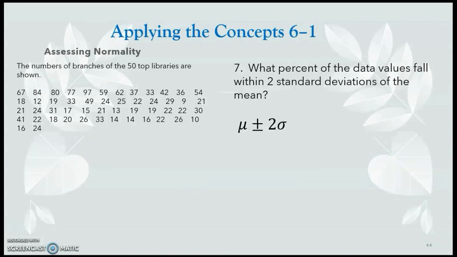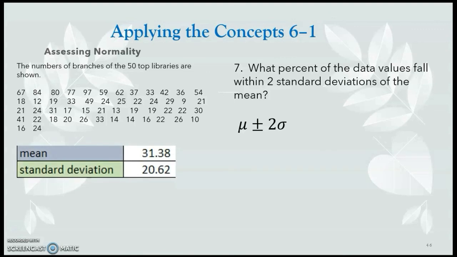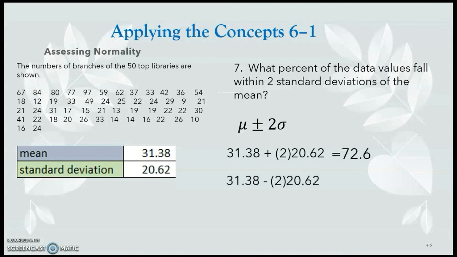What percent of the data values fall within two standard deviations of the mean? To get two standard deviations above or below the mean, multiply the standard deviation by 2 and add or subtract it from the mean. Two standard deviations above the mean is 72.6. Two standard deviations below the mean is negative 9.86. Since there is no negative data value in our data, we will just change it to 0. So two standard deviations of the mean is between 0 and 72.6.